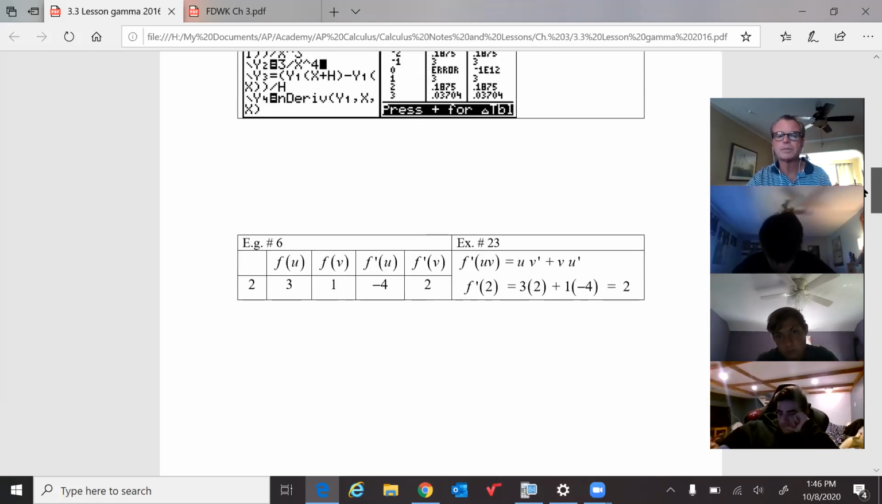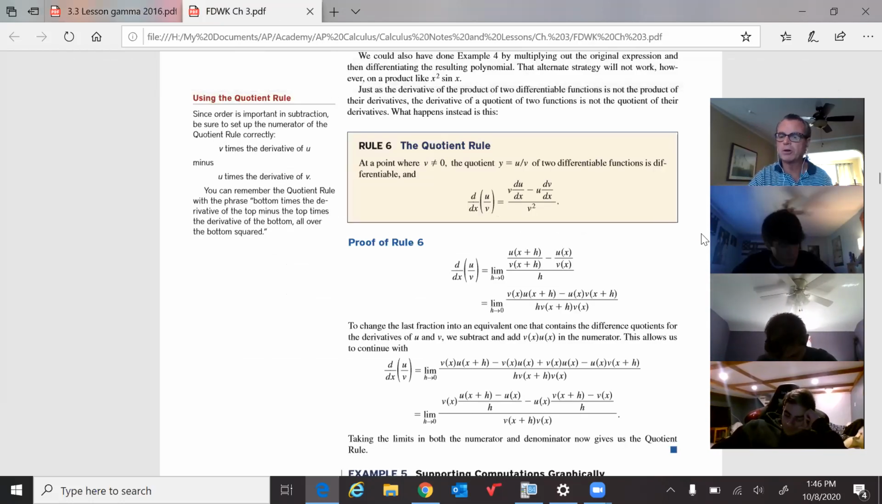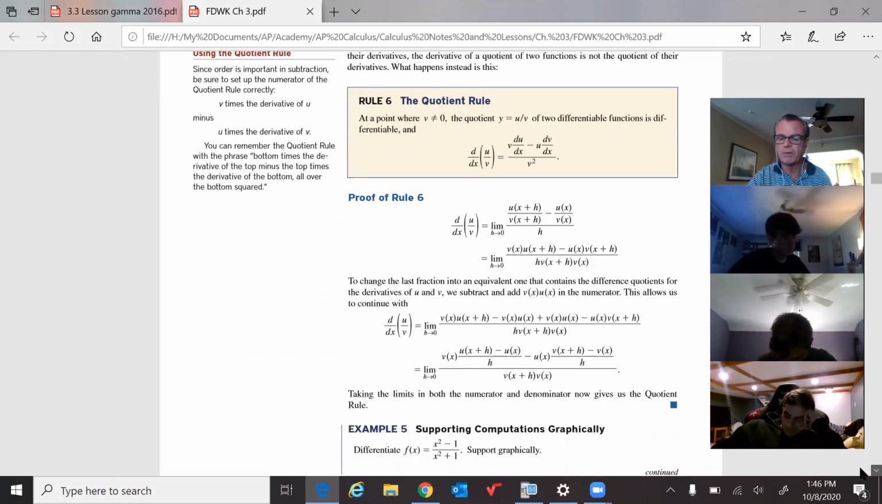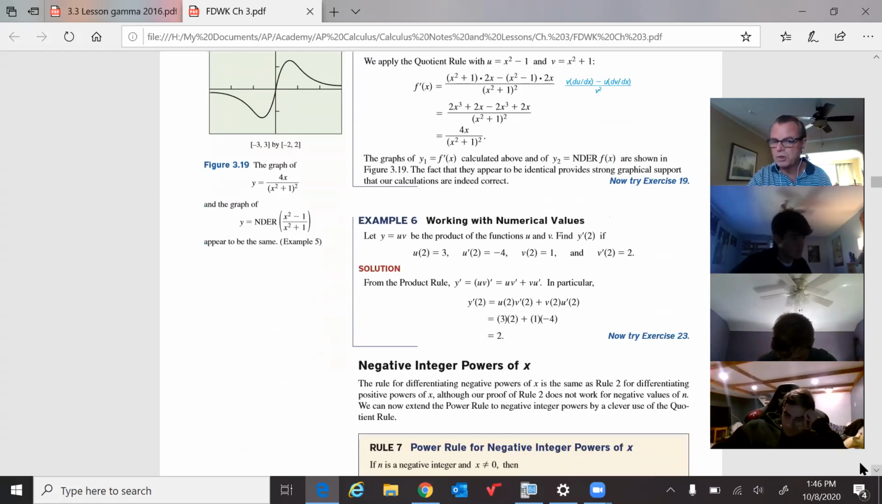Example 6. Now, example 6, we're not going to do this. I'm just going to call your attention to it. On page 121, this has been on the AP test. And sometimes people freak out because they just give you this. It's actually a layup, if you understand what you're being asked. It says find y prime of 2 given these values.